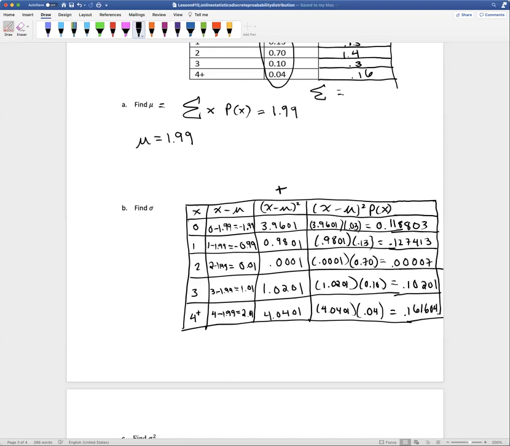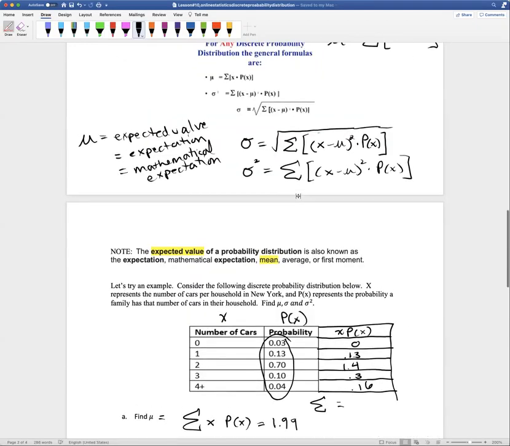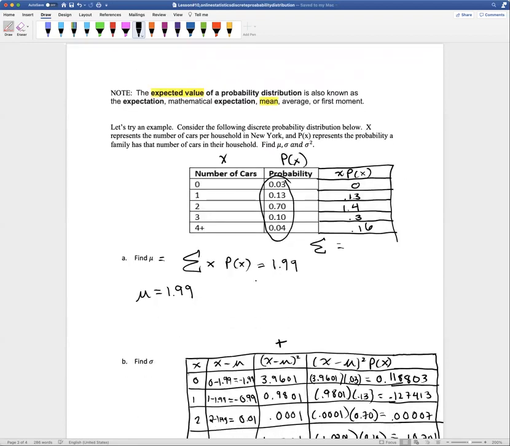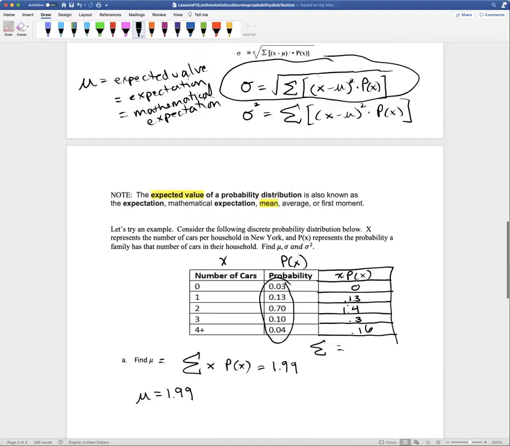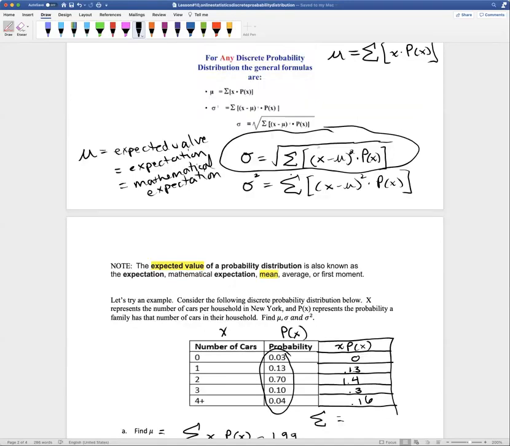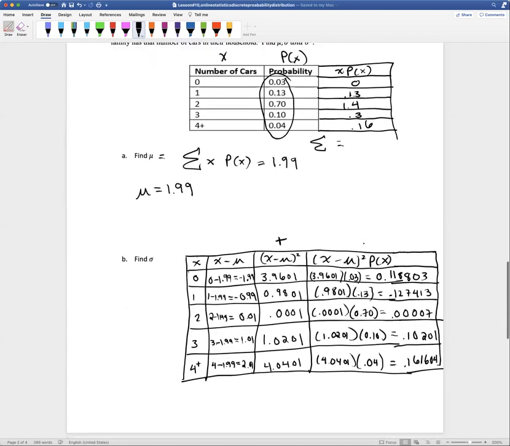0.161604. Okay, so what was the whole point behind doing that? Well, if we go back up here and look at the formula for standard deviation, look at this part over here. It's x minus mu squared times p of x, which we just did. That's that last column. What do we do with those values? Well, we sum them up. So we're going to add up this last column, the sum of x minus mu squared times p of x.